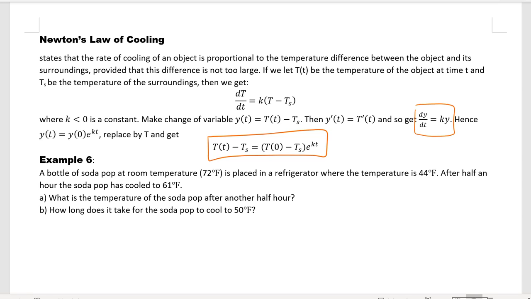Let's look at example 6. A bottle of soda pop at room temperature, 72 degrees Fahrenheit, is placed in a refrigerator where the temperature is 44 degrees Fahrenheit. After an hour, the soda pop has cooled to 61 degrees Fahrenheit. Part A, what is the temperature of the soda pop after another half hour? Part B, how long does it take for the soda pop to cool to 50 degrees Fahrenheit?